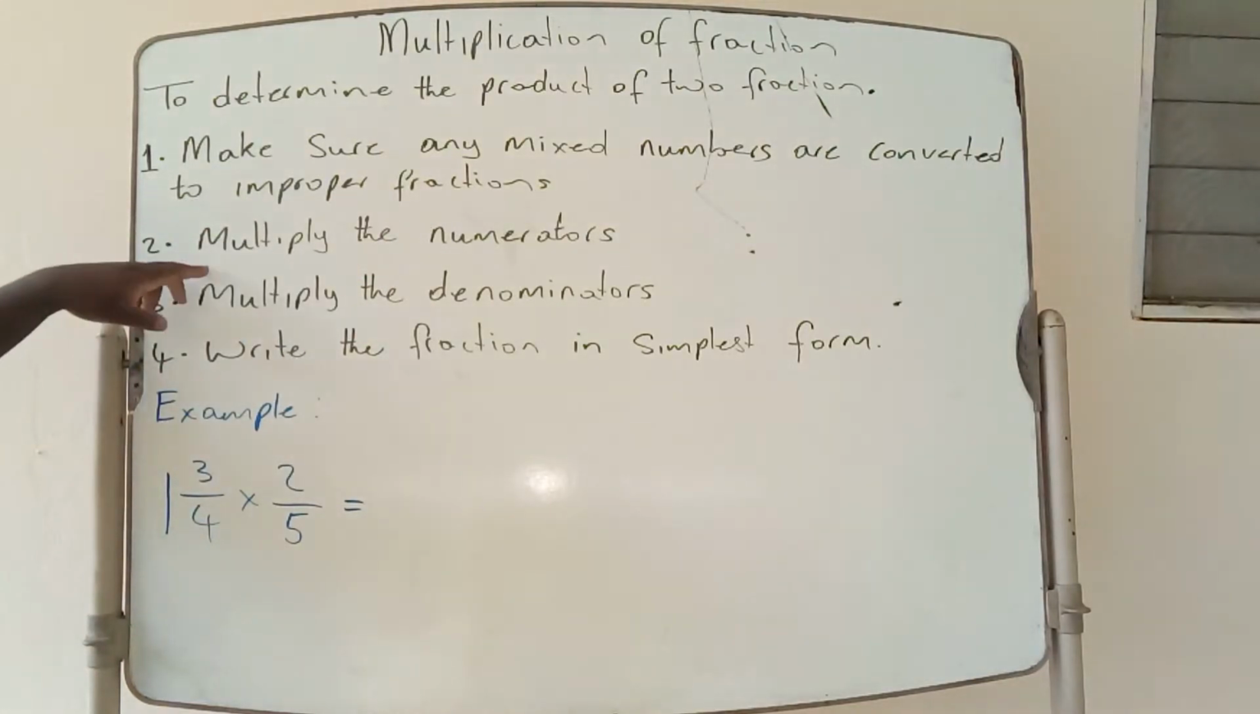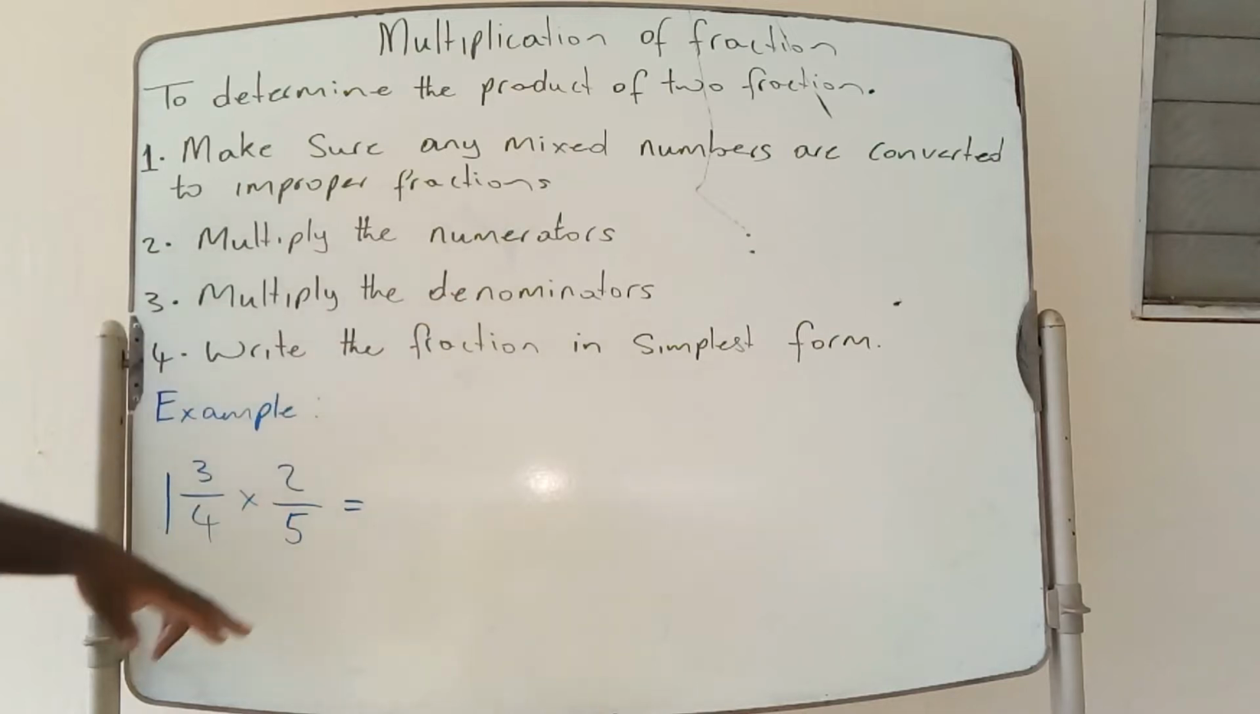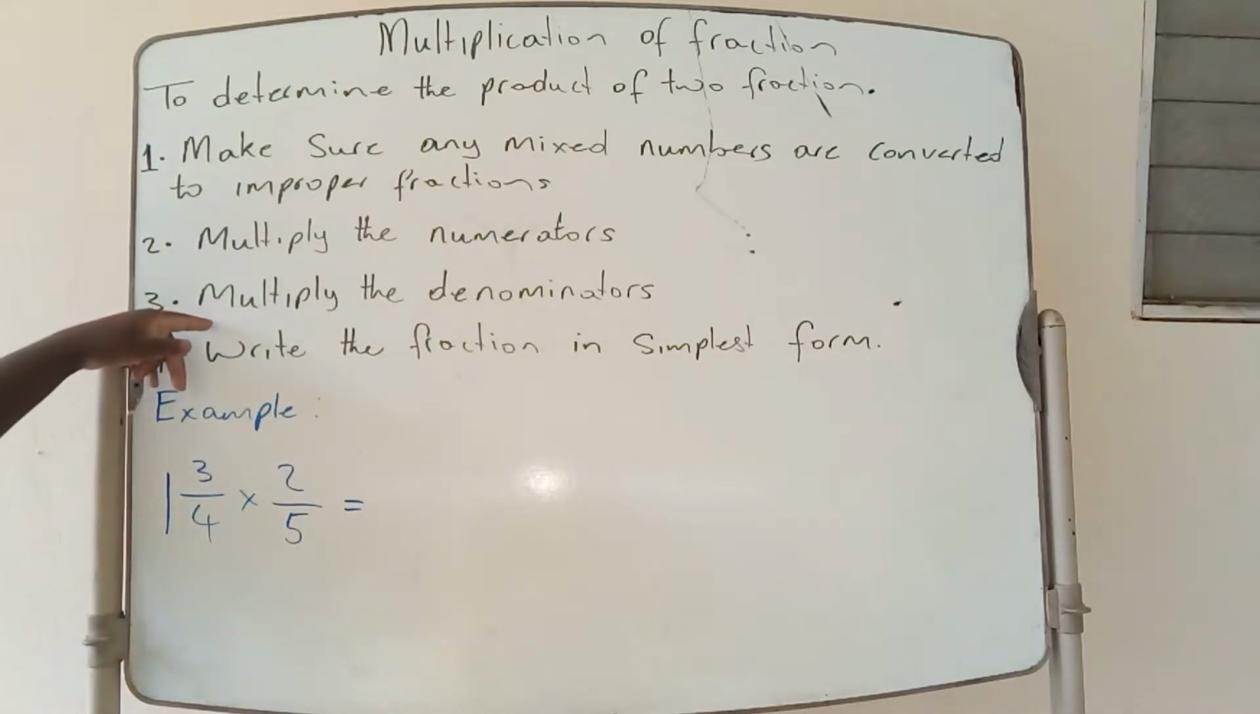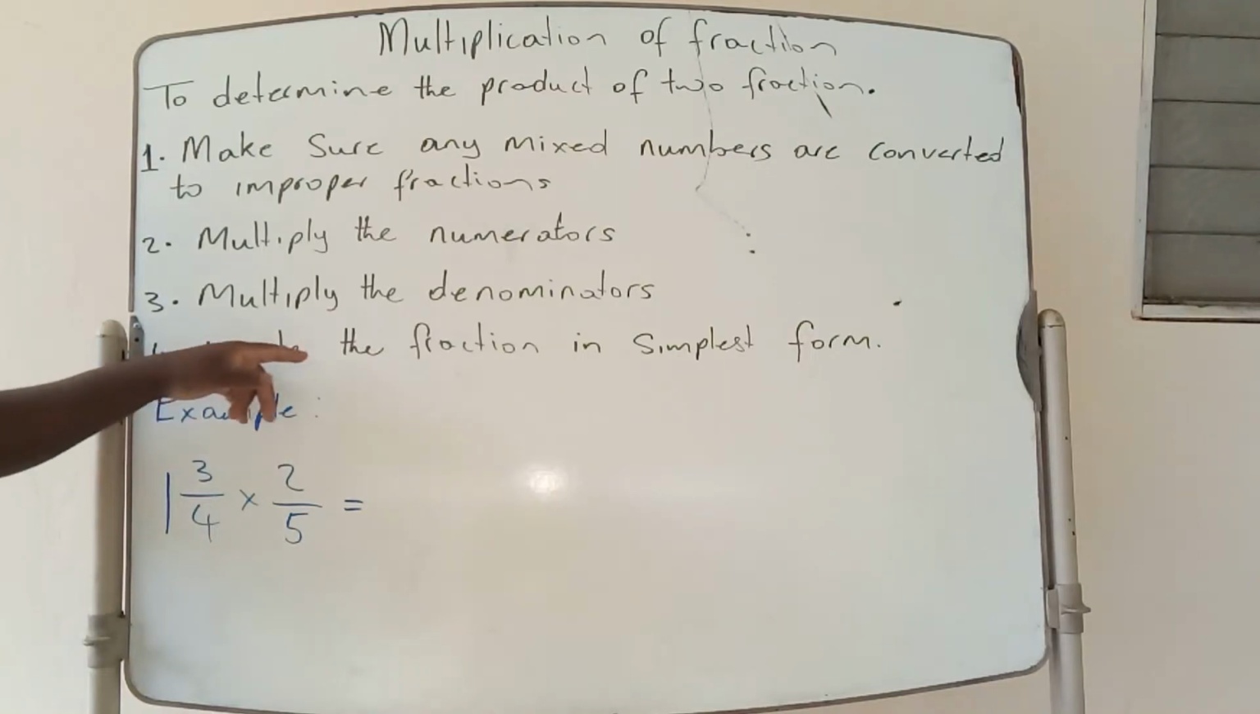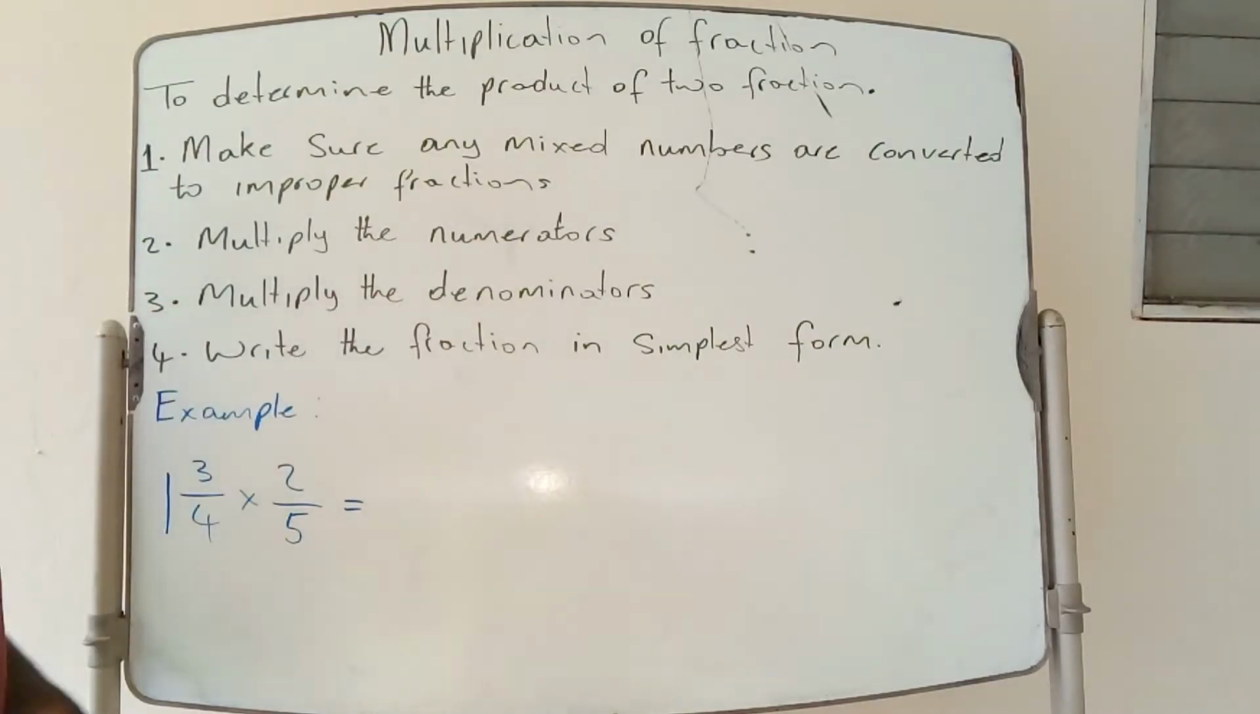Step 2, multiply the numerators. Step 3, multiply the denominators. Step 4, write the fraction in simplest form.